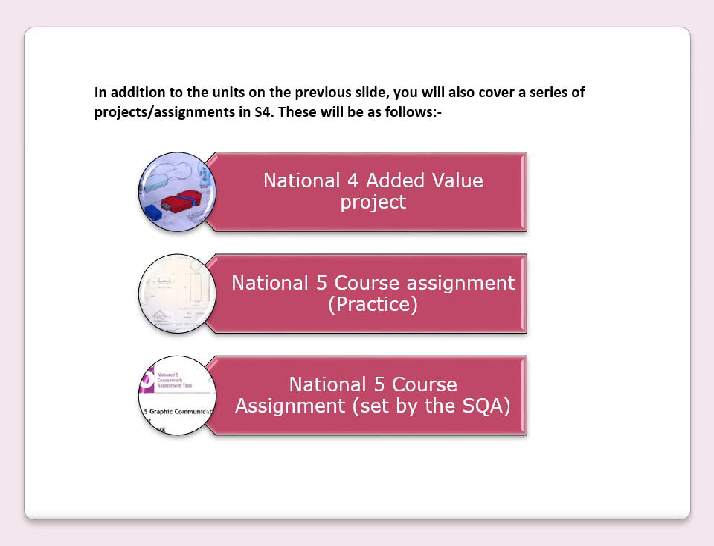This task is basically an 8-hour assignment where you've got to complete all the task without any help from the teacher. The practice will have a little bit of help from the teacher so that you can see how fast you've actually got to work. Once we've done that, you'll then move on to the National 5 course assignment set by the SQA. This will be done in sort of February, March time. This will account for 36% of your overall award in the subject.